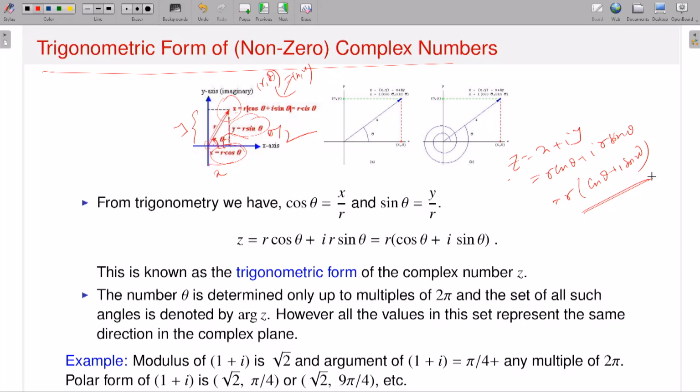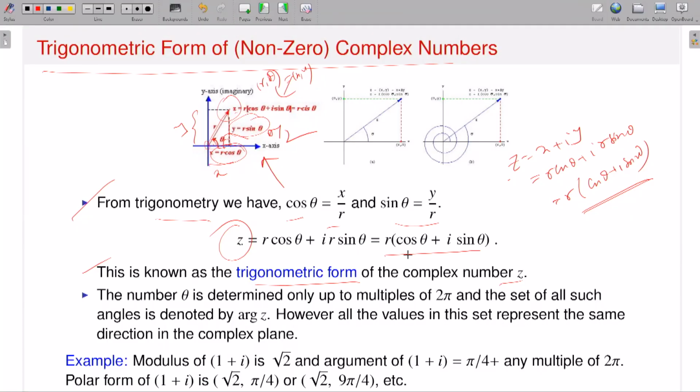But there is a catch. What is that? Okay, I have written here. From trigonometry we have cosine theta is equal to x by r, sine theta is equal to y by r, by this figure. So I can represent my Z in terms of r times cosine theta plus i sine theta. This is known as the trigonometric form of a complex number Z. But there is a catch. You can ask this kind of question, sir: yes, Z is equal to r cosine theta plus i sine theta, so I am writing my point Z in terms of modulus and cosine and sine functions.